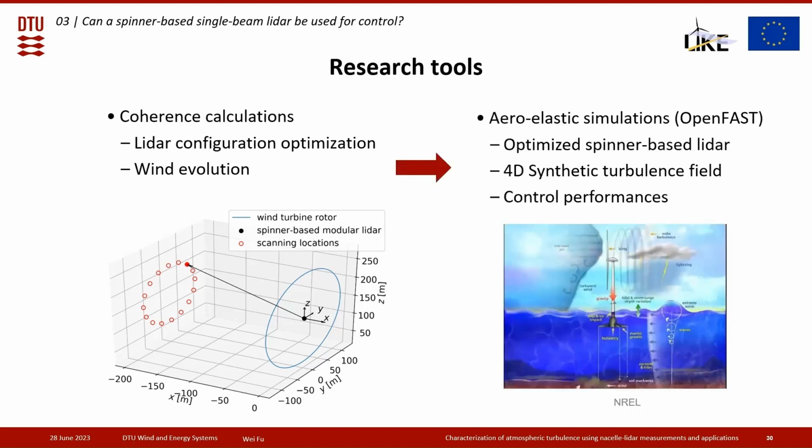Then we use this optimized LiDAR in our aeroelastic simulation. In this case, we use the tool OpenFAST to simulate how the turbine reacts. Here we also use a four-dimensional synthetic turbulence field, considering the temporal evolution, also generated by the turbulence model, and we simulate the turbine reactions to evaluate the control performance using this optimized single beam LiDAR in the spinner.